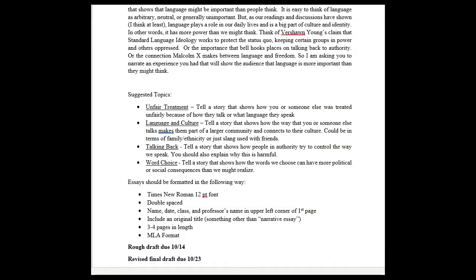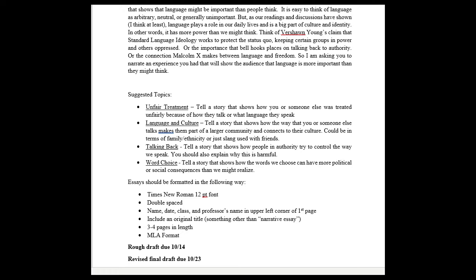So to help you do this, I gave you some suggested topics. And I'm going to try to throw up a picture of the narrative essay assignment sheet here. I want to talk about the first one right now. It says unfair treatment. Tell a story that shows how you or someone else was treated unfairly because of how they talk or what language they speak. Each of these suggested topics is going to link up with an essay that we're going to read.